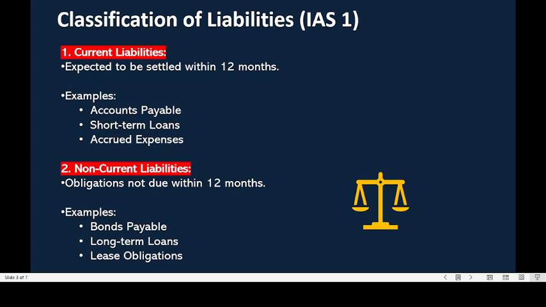Non-current liabilities. These are obligations not due within the next 12 months. Examples include bonds payable, long-term borrowings through bond issuance, long-term loans, bank loans with repayment terms exceeding 1 year. Lease obligations. Recognized under IFRS 16, leases. When recording liabilities, IFRS 9, Financial Instruments, provides guidance on recognition, measurement, and classification.